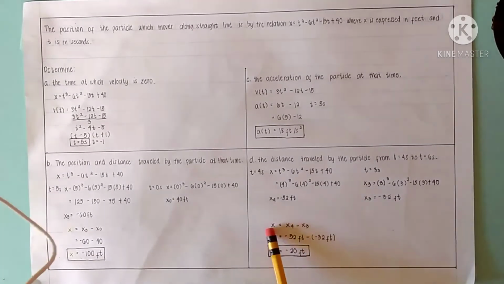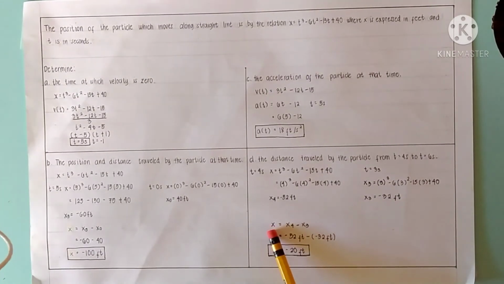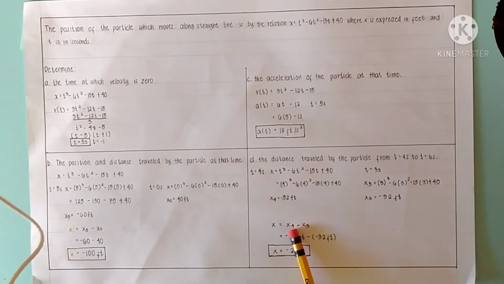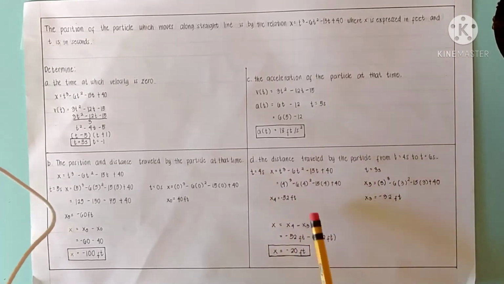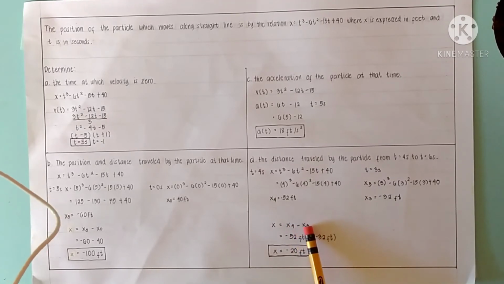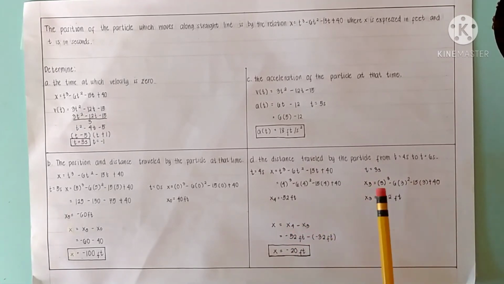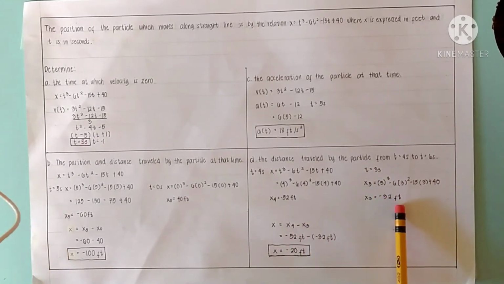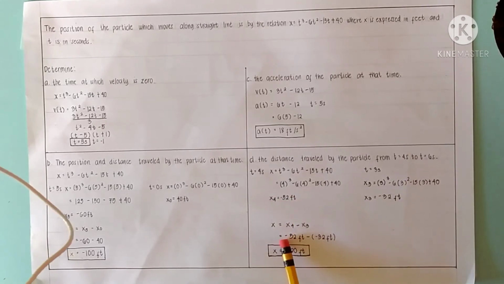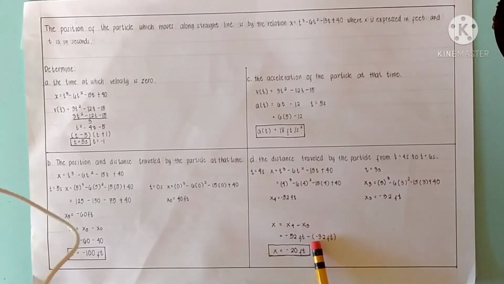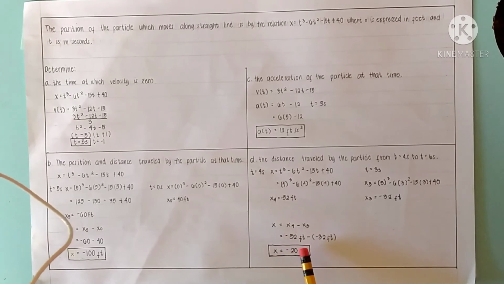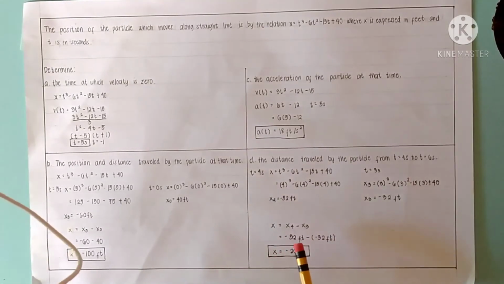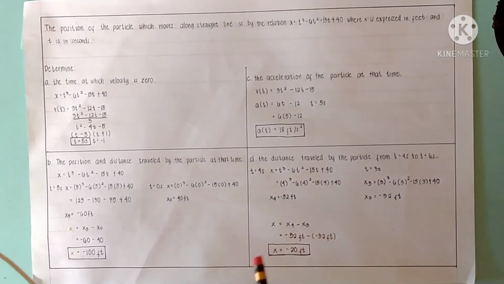So, to get the value of the distance, we just subtract the value of x at the time of 4 seconds minus the value of x at the time of 3 seconds, which are negative 32 feet and negative 52 feet. So, negative 52 feet minus negative 32 feet is equals to negative 20 feet. X is equals to negative 20 feet. So, this is the final answer for the distance.